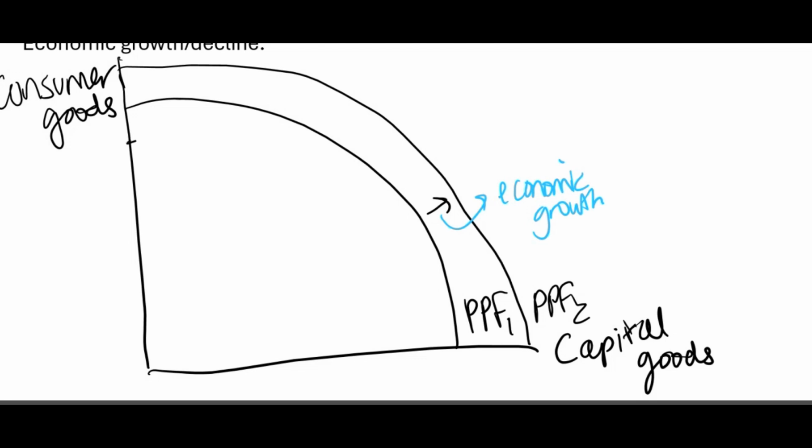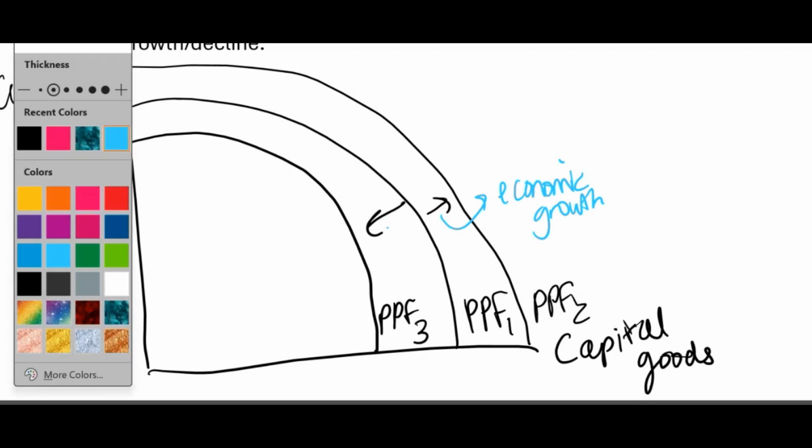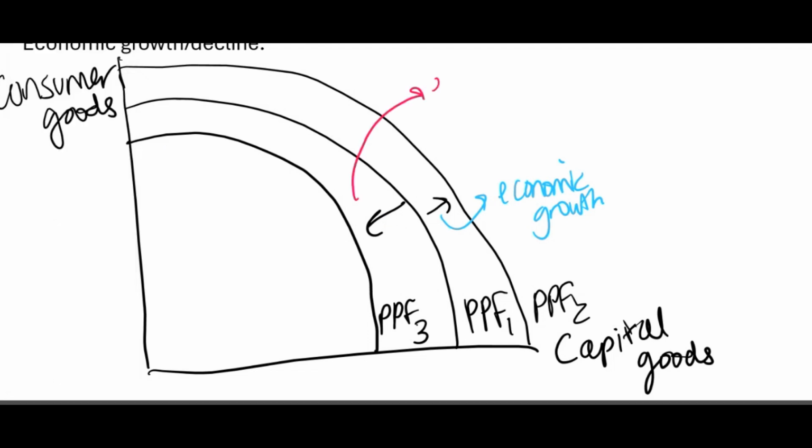And obviously, if there's economic decline, it will shift inwards, PPF 3. This is with economic decline. Okay, great. Are we happy with that so far?